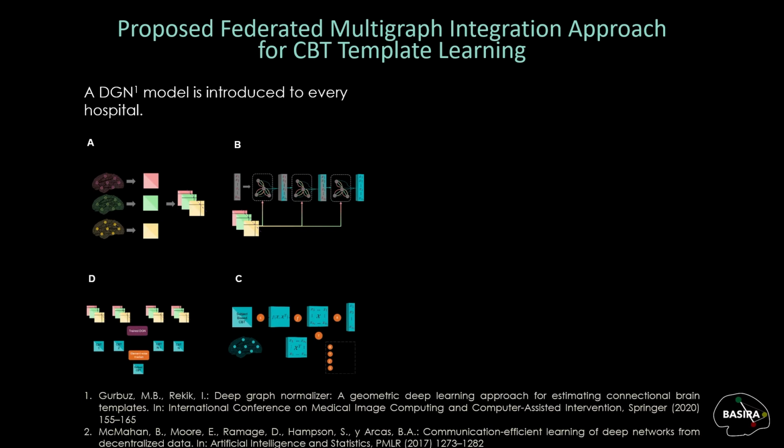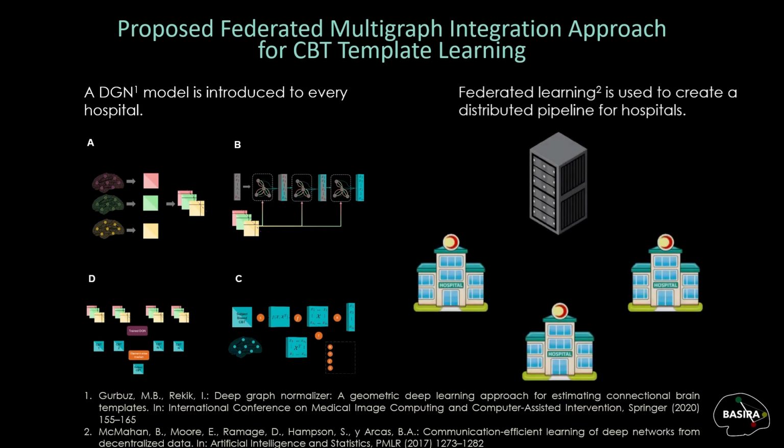We chose the DGN algorithm to generate a CBT from a multigraph population. We used it in every hospital's computer. We then designed a federated pipeline so that we can train these DGNs separately and then transfer the trained models' weights to a central server, so that we can obtain the information from clinical datasets without sharing them. Next, we'll see how federated learning works.